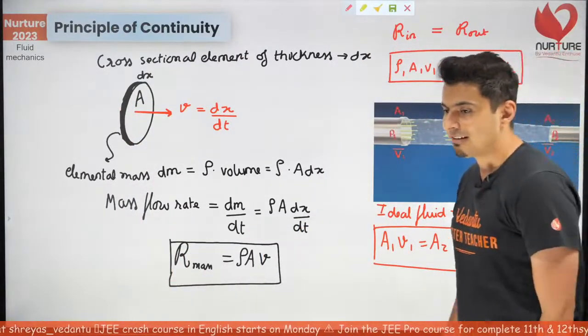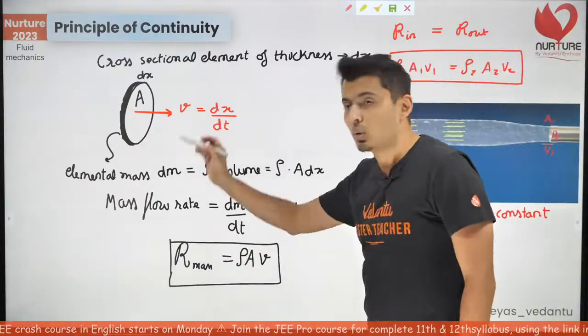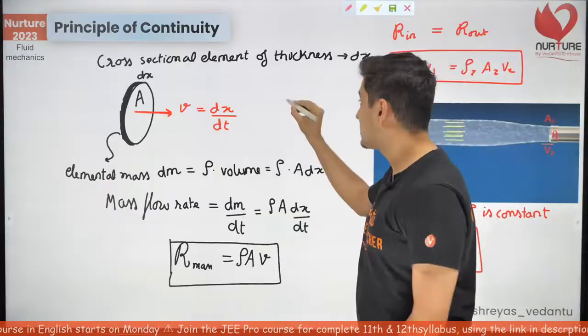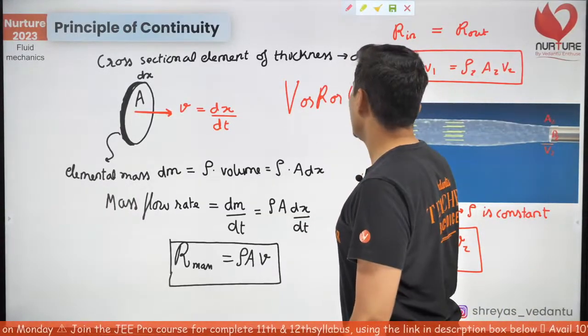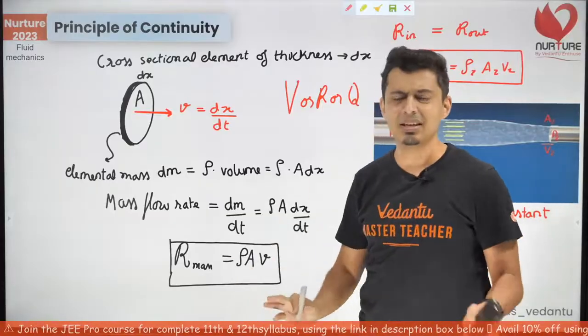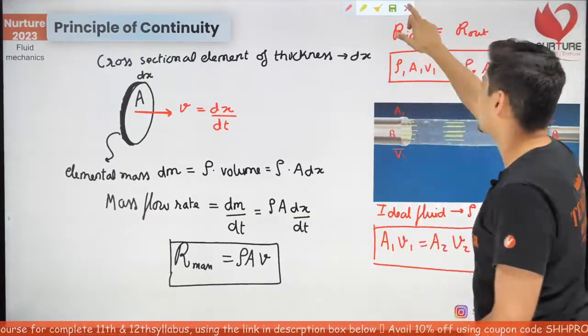Perfecto. Can we write Q1 is equal to Q2? Yes. Some books use the symbol Q instead of R. Some books use the symbol V. V, R or Q, doesn't matter. All are the same thing. It just means flow rate. Mass flow rate, volume flow rate, whatever you want to call it.